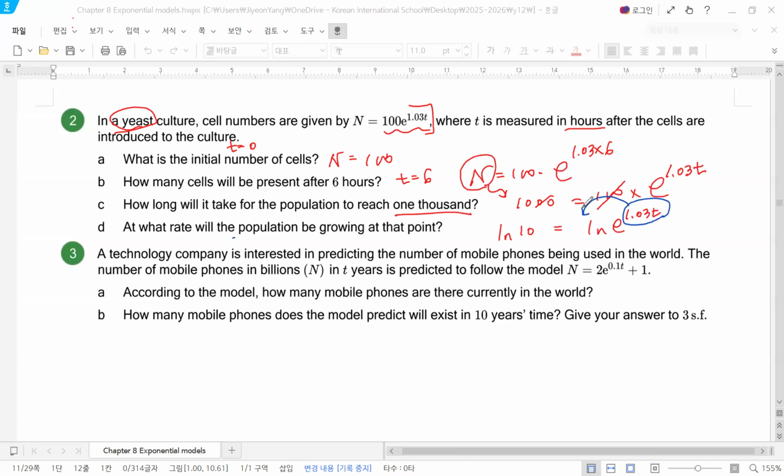Do you understand? And then students, ln 10 equals 1.03t. And what's the value of ln e, guys? 1. Therefore, t equals ln 10 divided by 1.03. By using your calculator, please give me the value.